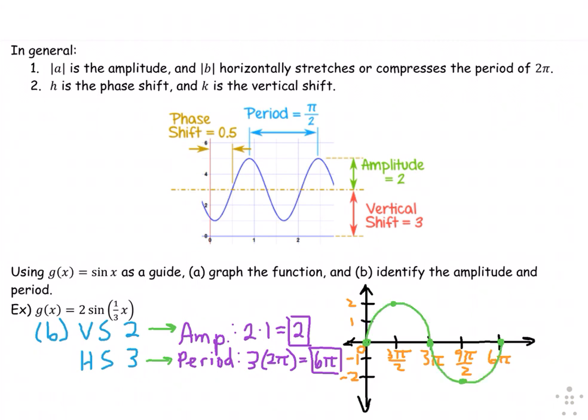And let's review. I have a vertical stretch by 2, so now the amplitude is 2. And then I had a horizontal stretch by 3. So then now instead of a period of 2 pi, I have a period of 6 pi. But notice that the sine wave only happens once. And that's the definition of a period. And next we will take a look at a similar example with the cosine.